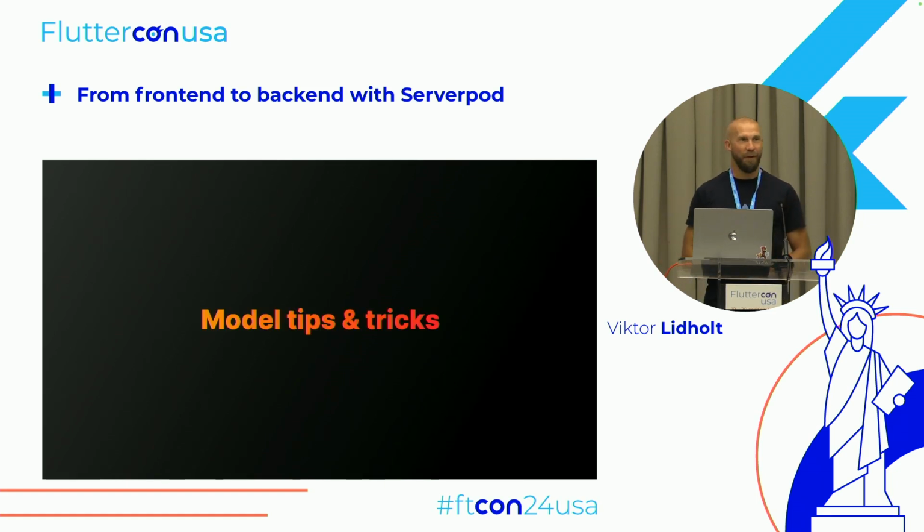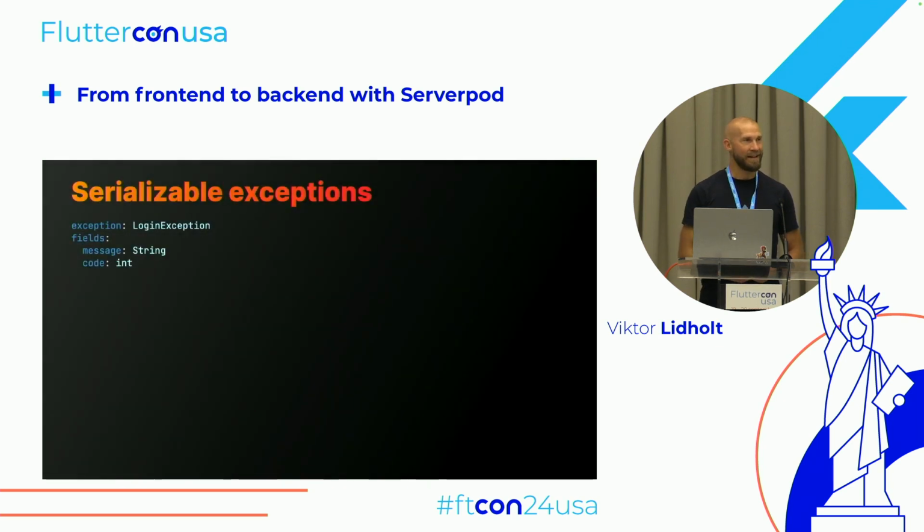I want to give you a few more tips and tricks on how to work with models, because not all models must necessarily be classes. You can also make exceptions. I guess technically an exception is a class too, but this allows you to make serializable exceptions. That means that if you throw this exception on the server, in a method in your server, you can catch it in the client, which is pretty neat. It's a great way of handling errors. That really simplifies the flow of your code.